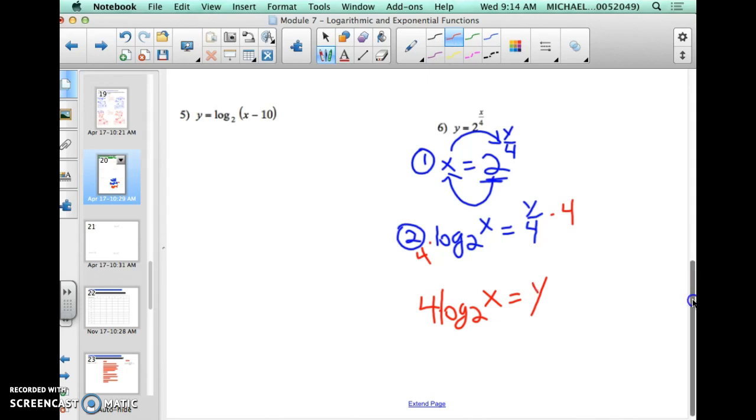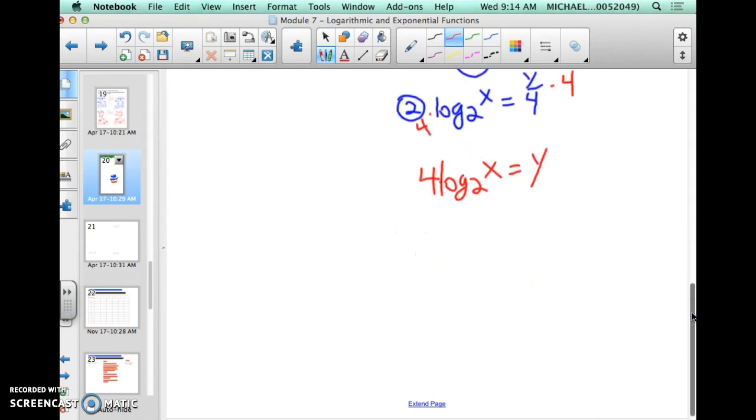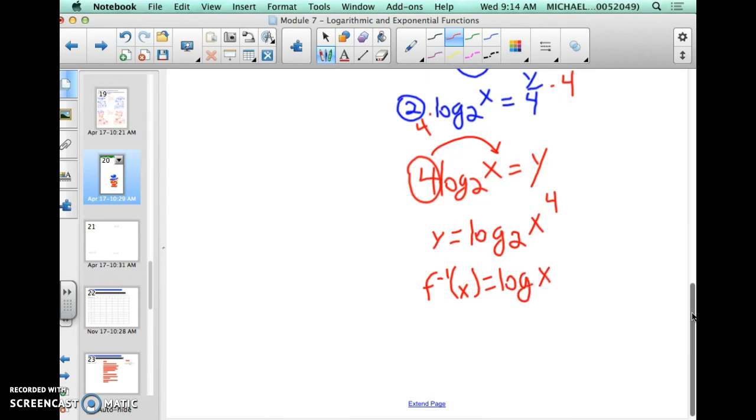And one last step to incorporate the properties of logarithms. This 4, when we condense it, bring it back to the original form, becomes the power of x. So now I have y equals log base 2 of x to the 4th. And the notation, f inverse of x equals log base 2 of x to the 4th. And I'm done. So numbers 8 and 10 are just like this one.